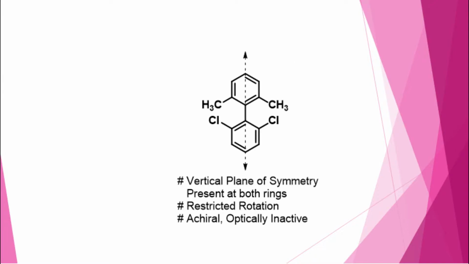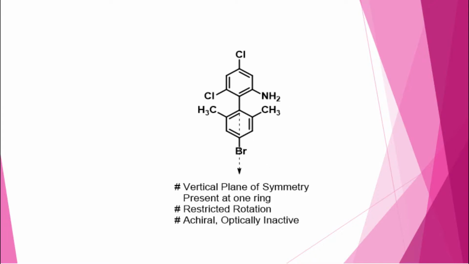For the next example, you can see that in the ortho positions of both the phenyl rings, there are groups which can restrict the CC bond rotation. But both the phenyl groups individually have a plane of symmetry which divides the rings into equal halves. Due to that reason, the molecule is achiral and optically inactive. In the next example, you can see that one of the phenyl rings has a vertical plane of symmetry. If any of the phenyl rings has a vertical plane of symmetry, then as a whole the compound will be achiral, as shown in this example.